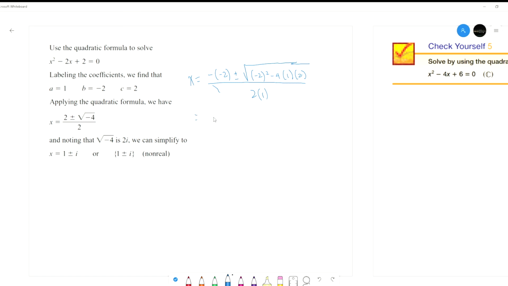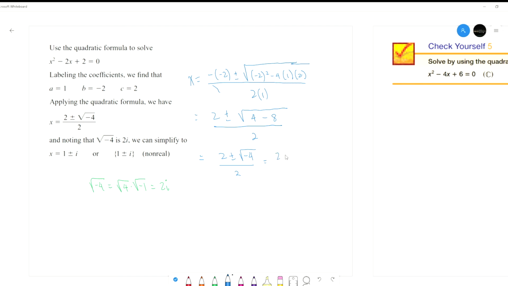So now we have 2 plus or minus, and then under the radical we have 4 minus 8 over 2. What is 4 minus 8? That is negative 4. So 2 plus or minus the radical of negative is going to be imaginary, right? So remember this, we talked about last week, square root of negative 4 is equal to the square root of 4 times the square root of negative 1, right, which is I, right? The square root of negative 1 is our I, so this is equal to 2I. Okay, it's a quick refresher there.